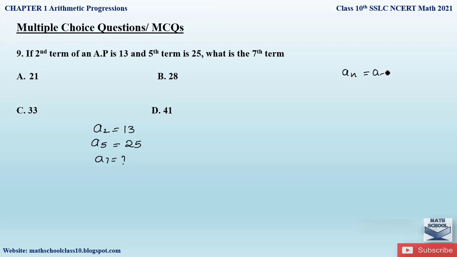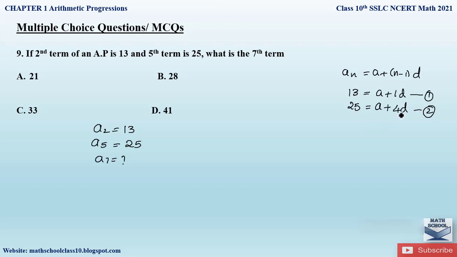Here the formula is a plus n minus 1 into d. They have given us the second term value as 13. So 13 equal to, and we will substitute n equal to 2 in this equation. So we will get a plus 2 minus 1 is 1d. Similarly, the fifth term is given as 25. Now let us substitute n equal to 5 in this equation. So you get a plus 5 minus 1 is 4d. So here, by using the nth term formula, we obtain two equations, 1 and 2.